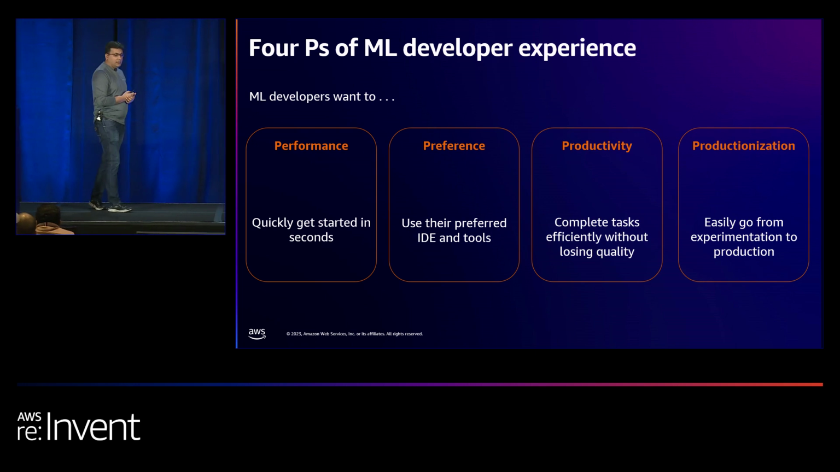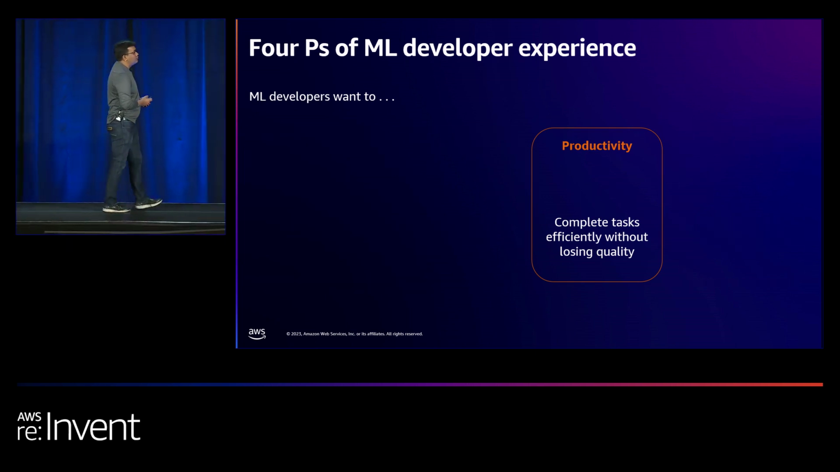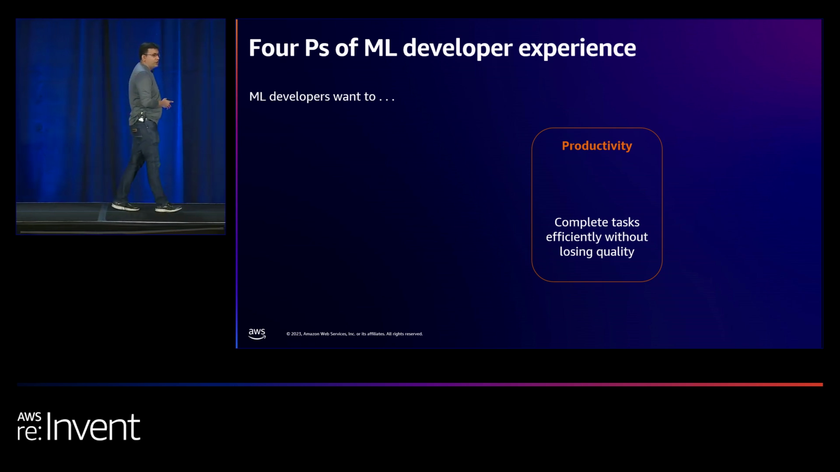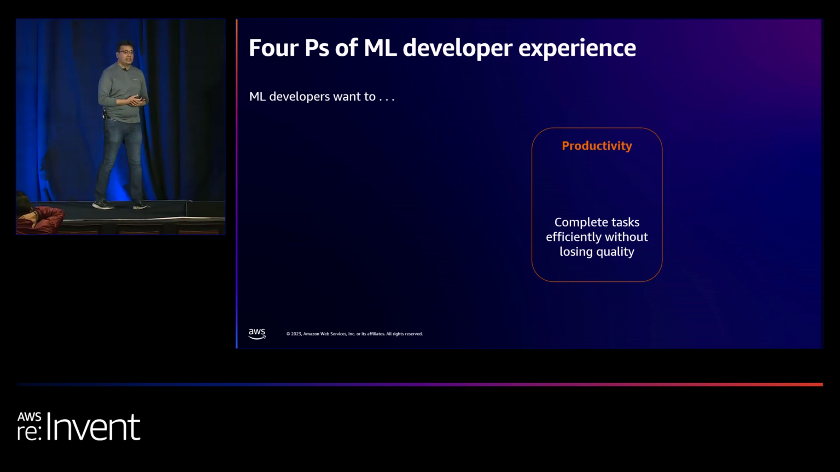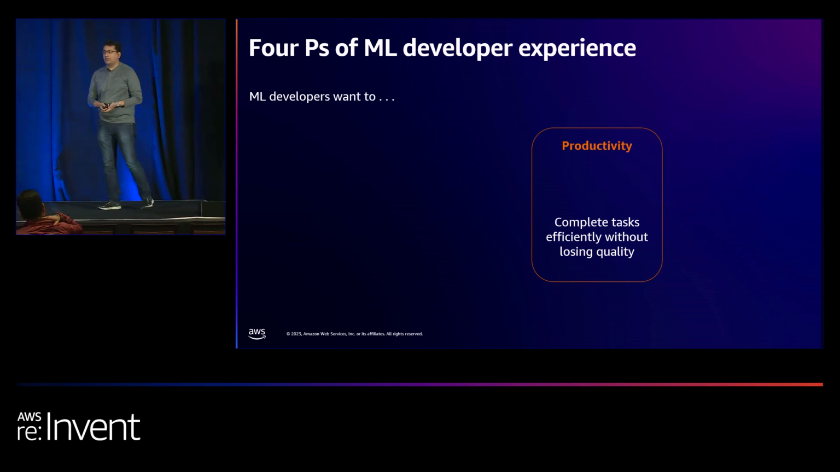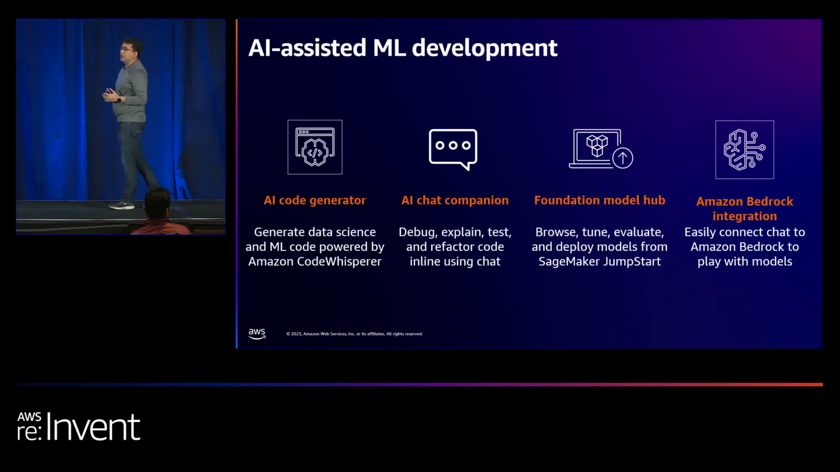Next, I'm going to talk about the third P, productivity, where developers are asking for more efficient ways to get from data to insights. The new SageMaker Studio comes built in with generative AI-based assistance for all your ML tasks.